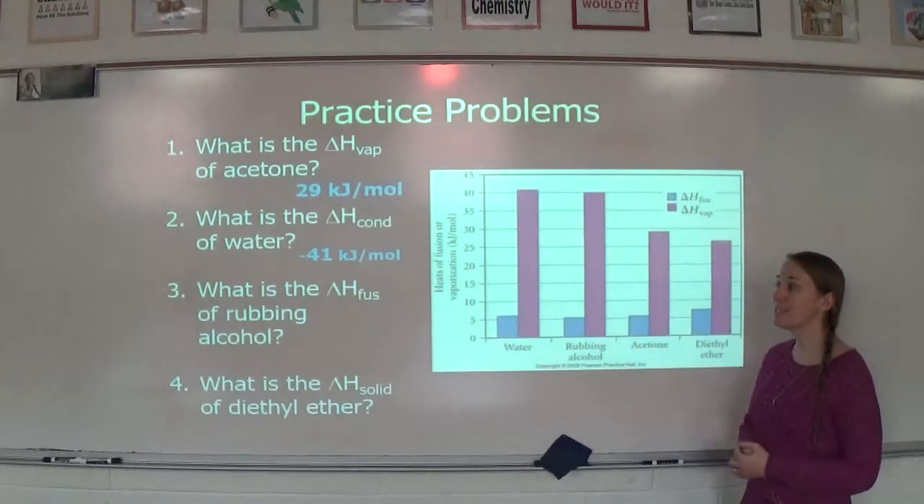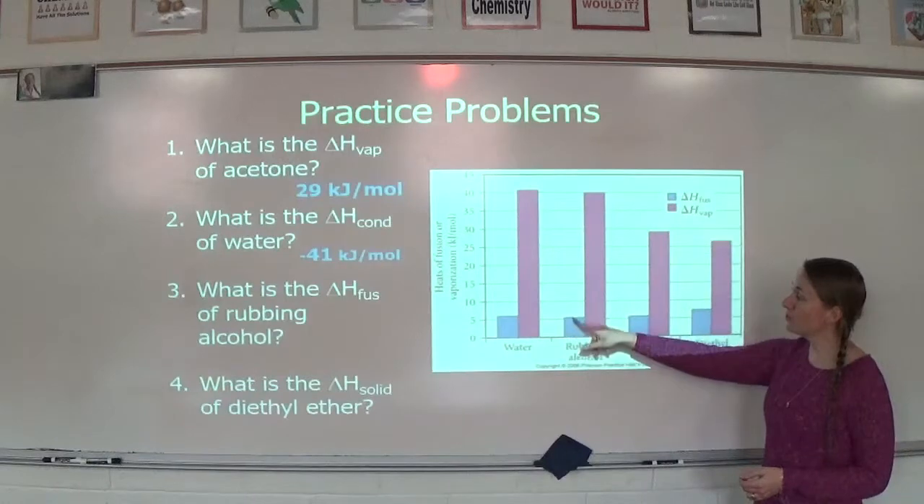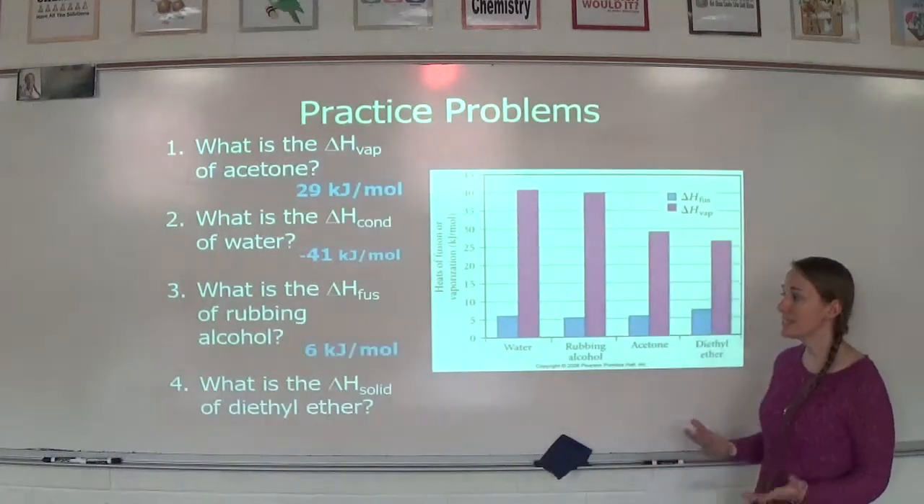Alright, next it says, what is the delta H of fusion of rubbing alcohol? So fusion's blue, so I go to rubbing alcohol, it's just right above 5, so I picked 6. So I put about 6 kilojoules per mole.